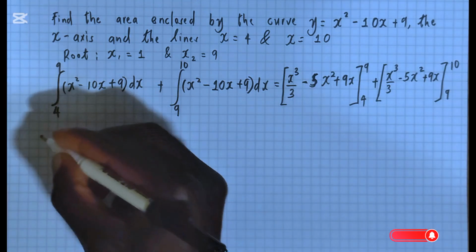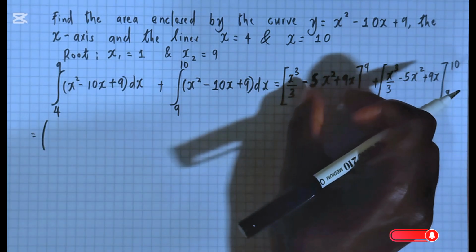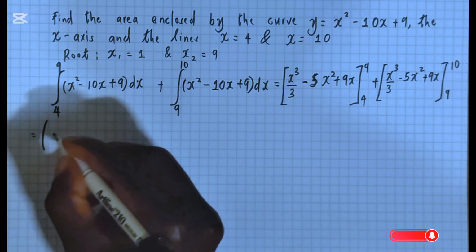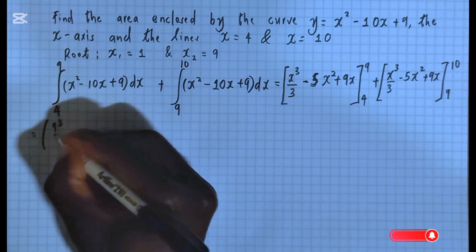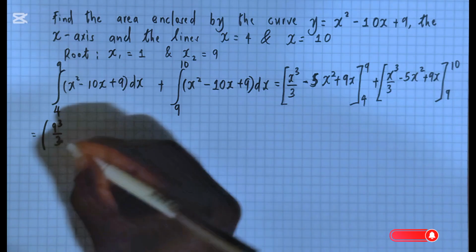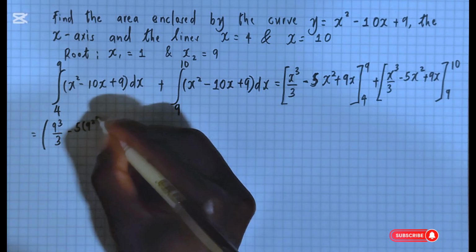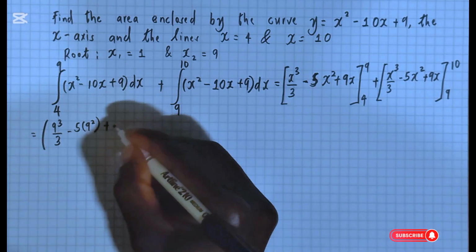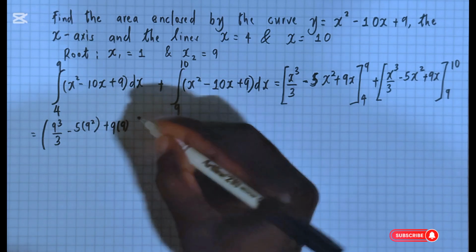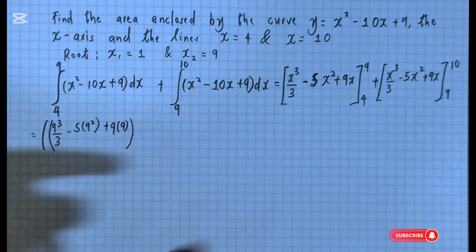So for us to find the total area, we take the difference of the upper and the lower limit for this equation. Wherever we have x, we're going to have 9. So it's going to be 9 cubed divided by 3 minus 5 into 9 squared, plus 9 into 9. That is it for the upper limit.